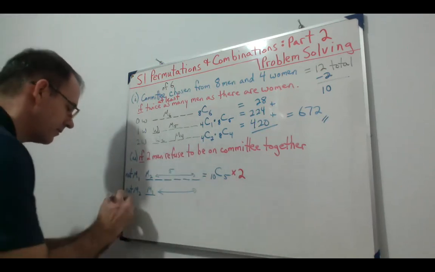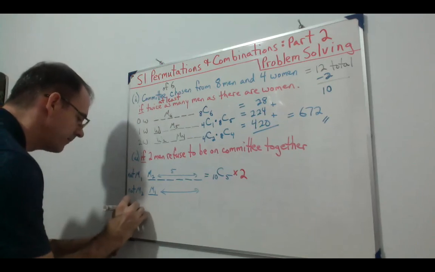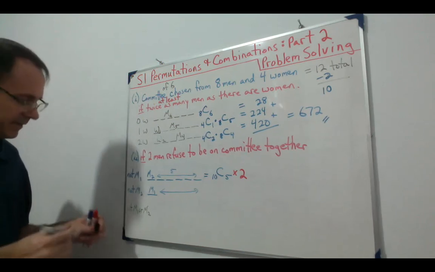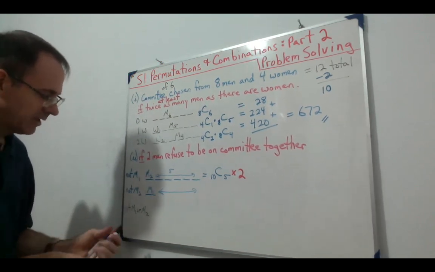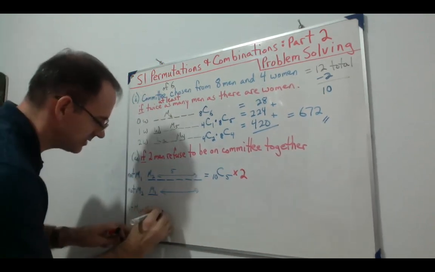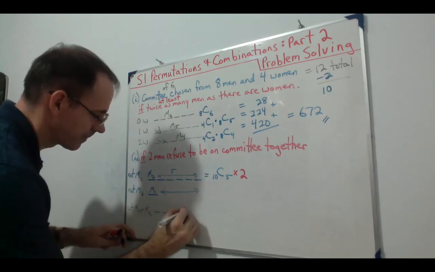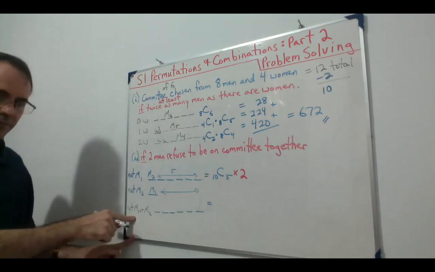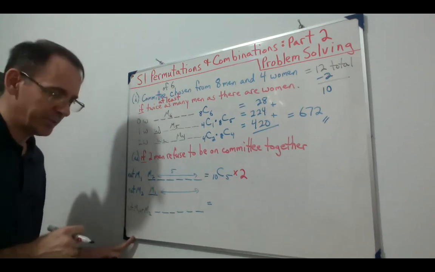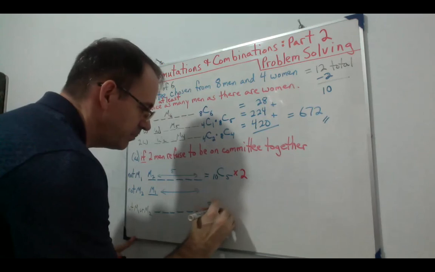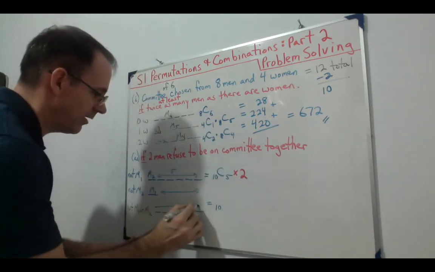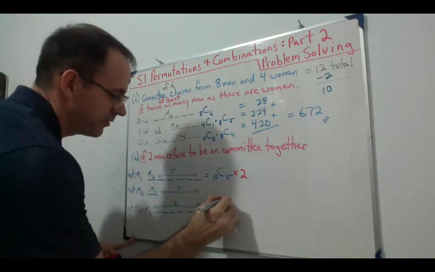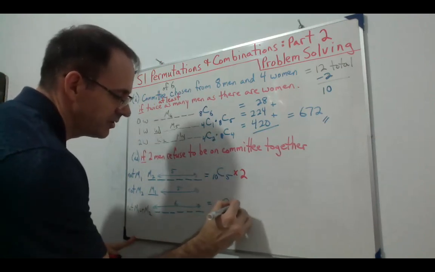Then we also have the idea that neither M1 or M2 are on the committee. So that means there are 6 slots available. Again, we've said neither of these 2 will be on. So there are 10 people still available, but now instead of 5 slots, there are 6 slots. So 10 choose 6.